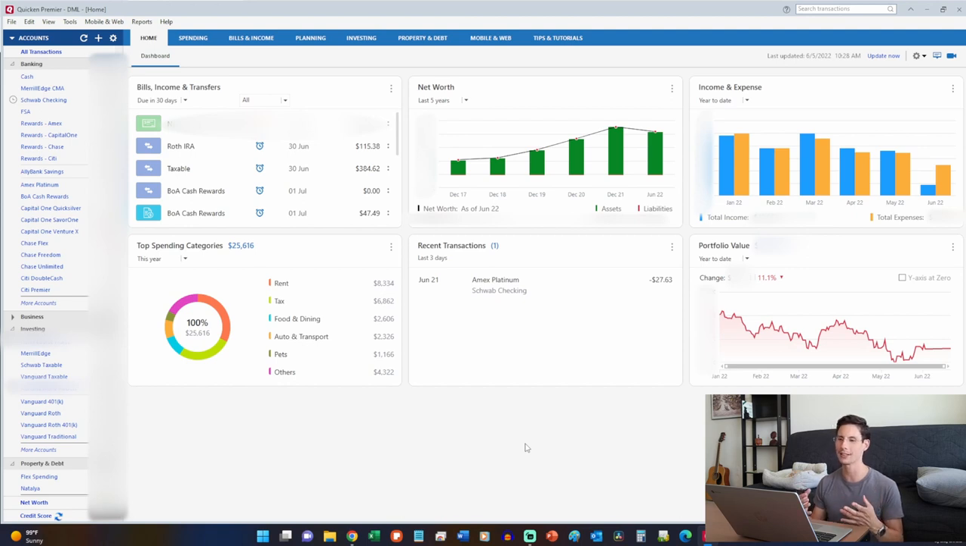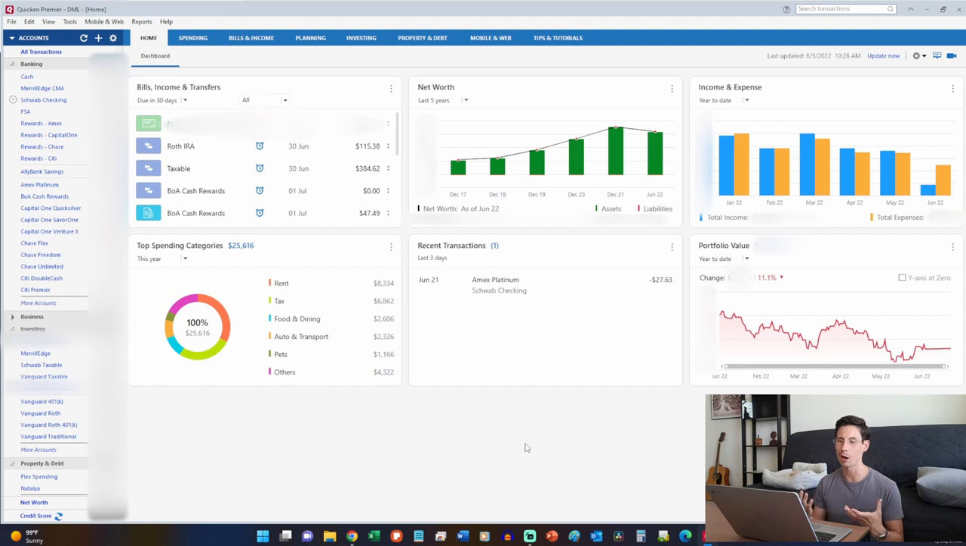But generally, we can see that it's very similar to what we had with Microsoft Money, where we have on the left all of our different accounts and the balances, and they're broken up by banking, business, investing, any other property and debt, where I can keep track, for instance, of the value of my vehicle. So really, very, very useful.